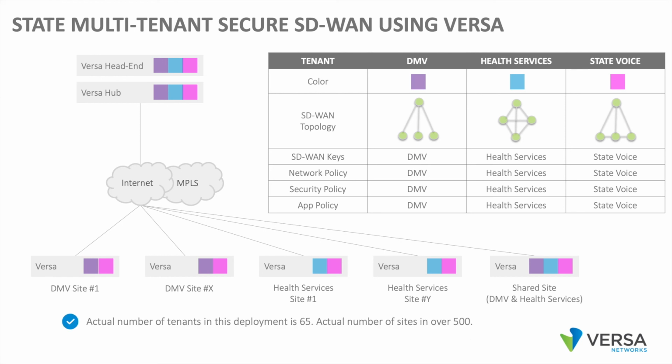So in this deployment, the actual number of tenants was 65. Actual number of sites was over 500. And all Versa nodes could obviously be HA.